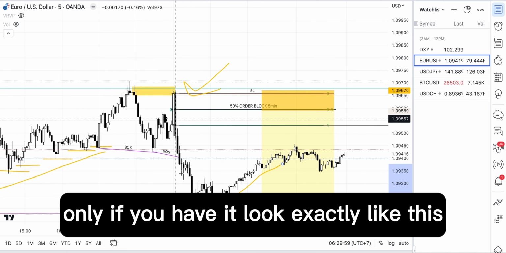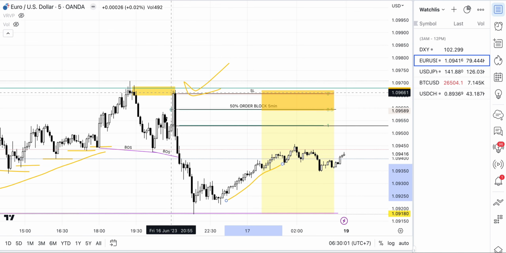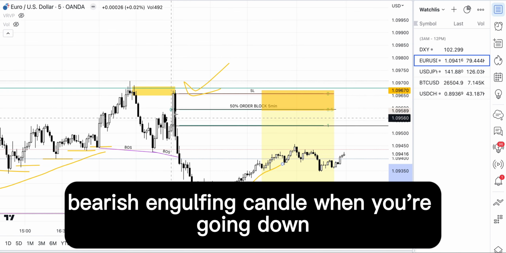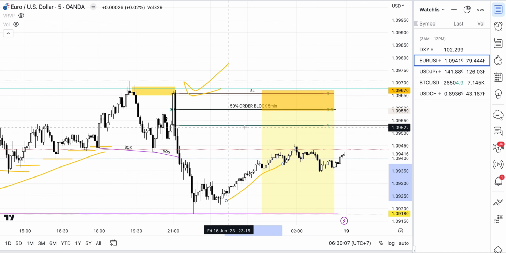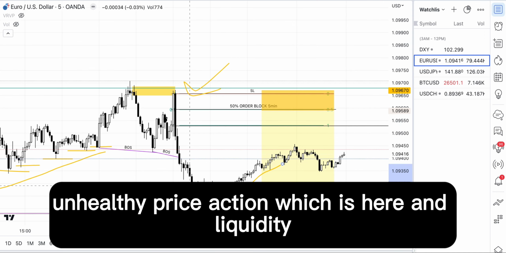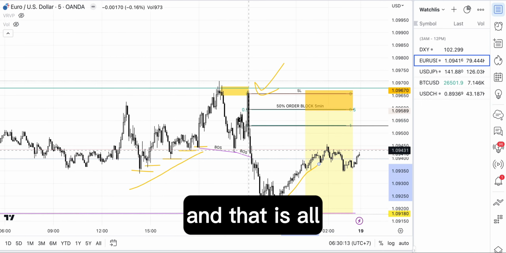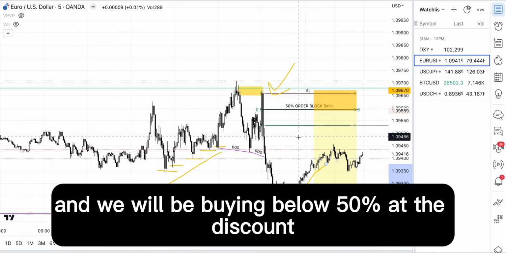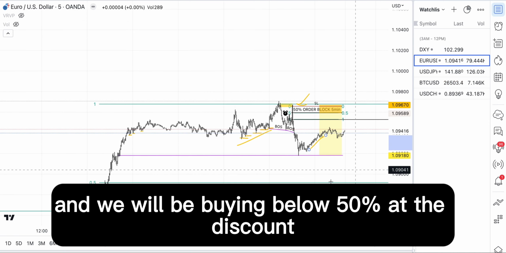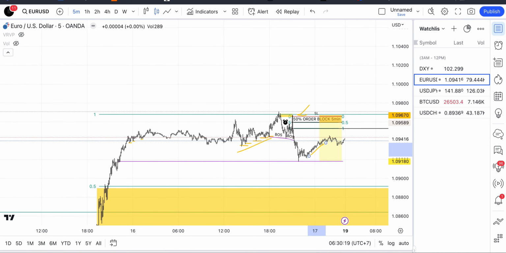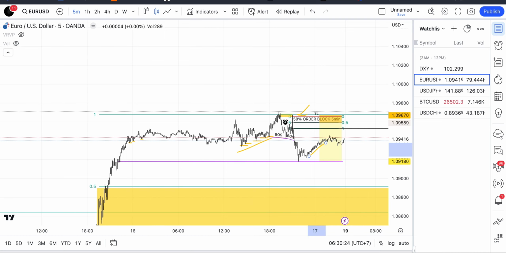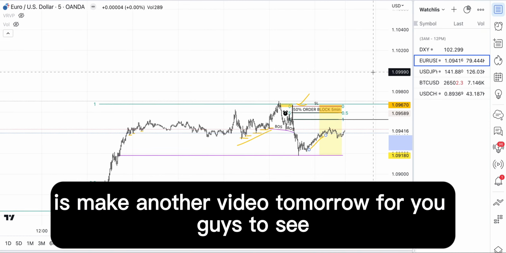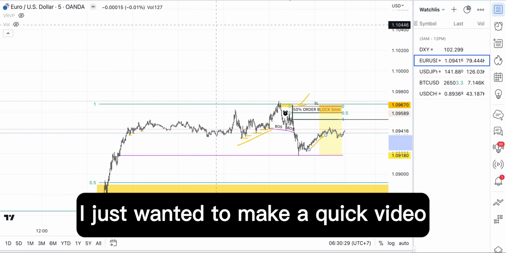Only if you have it look exactly like this: minimal wick, bearish engulfing candle when you're going down, and then white engulfing candle when you're going up. Unhealthy price action, which is here, and liquidity. And that is all. And then we will be buying below 50% active discount area. And what I'm going to do is make another video tomorrow for you guys to see. But that was all. I just wanted to make a quick video.